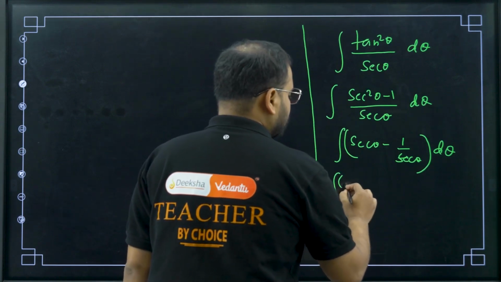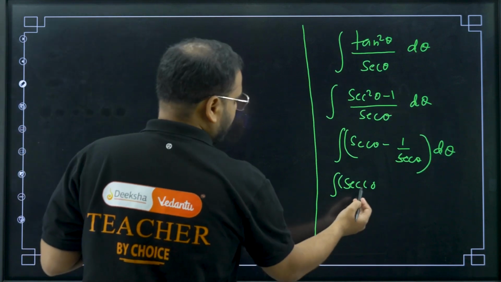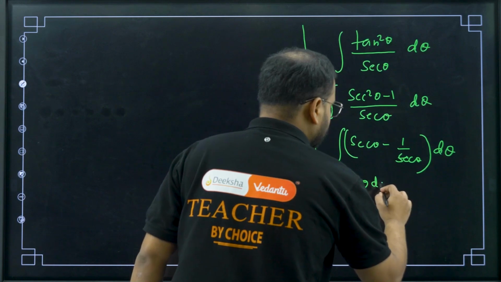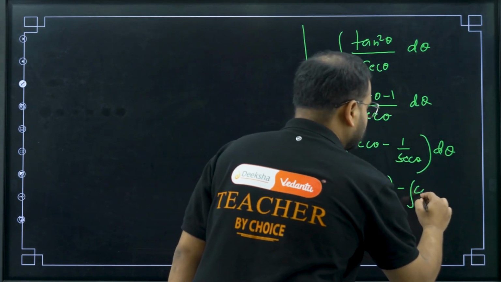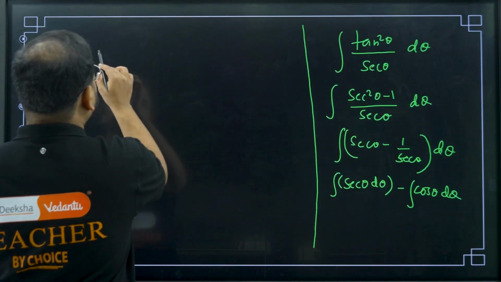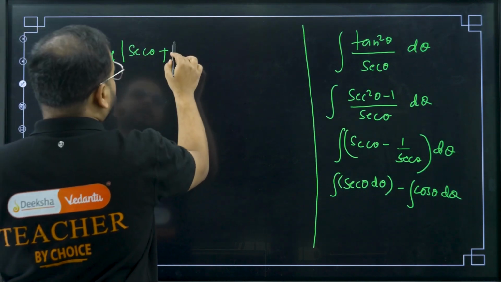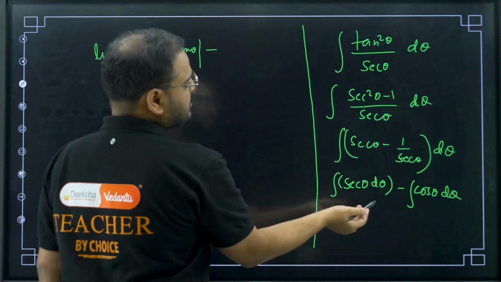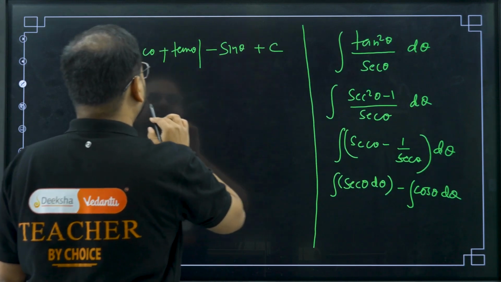Integrate this. What are you going to get? Integration of sec theta d theta minus integration of 1 by sec, which is cos theta d theta. What's the answer? For sec theta, the integral is log of sec theta plus tan theta. And for minus cos, cos will be simply sine. So minus sine theta, and plus c, the constant of integration, will come.